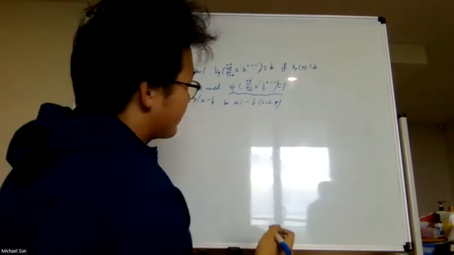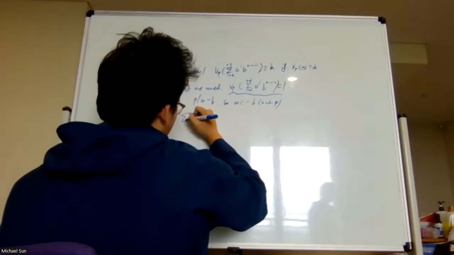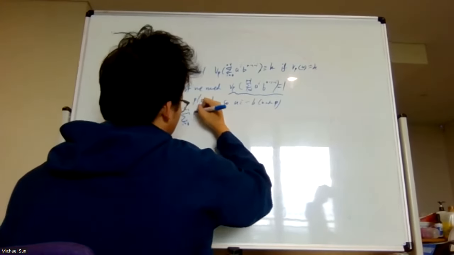By using the calculation we know from before, we know that the summation from i equals 0 to P minus 1 of this.